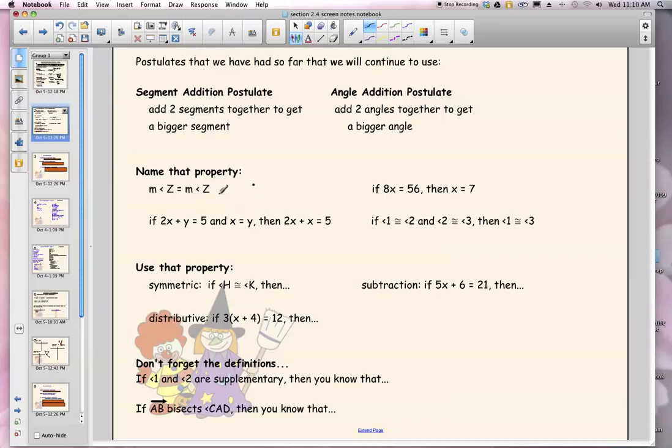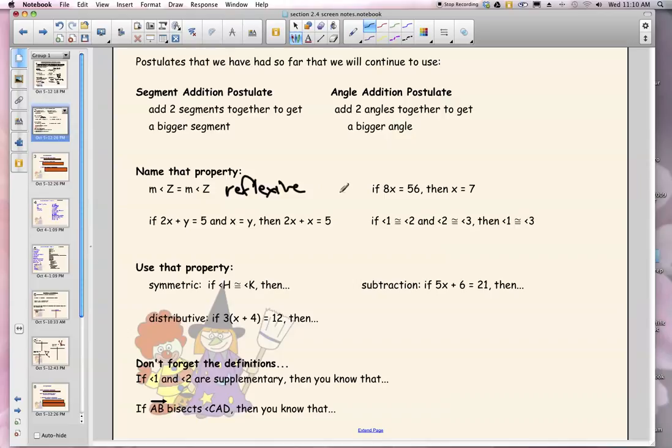If I asked you, which property from the previous page says that the measure of angle z equals the measure of angle z? How do I know that? How do I know that something is equal to itself? Which property allows me to do that? That would be the reflexive property.